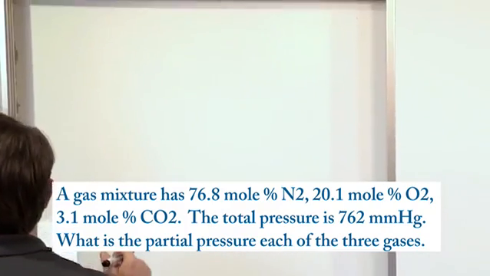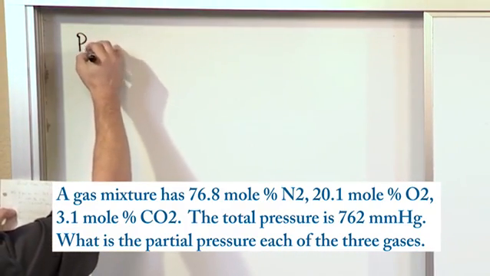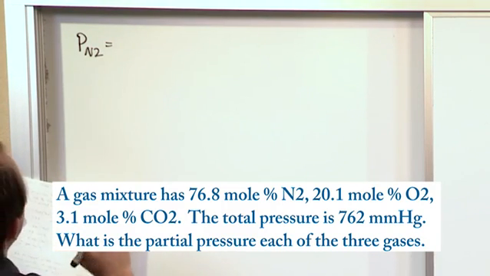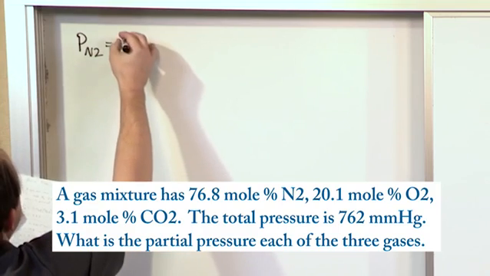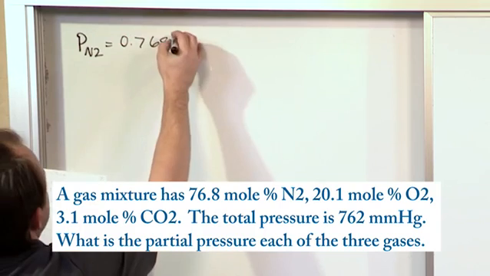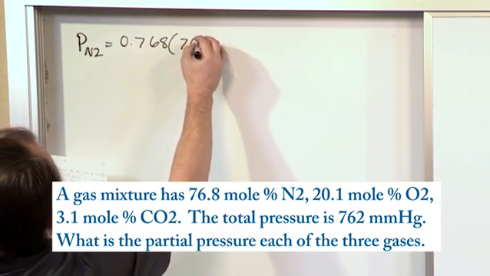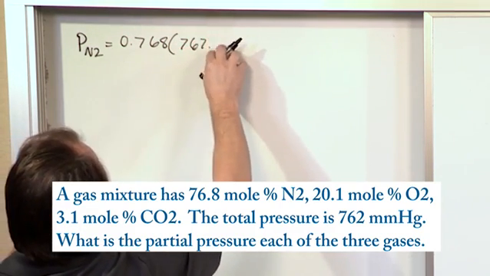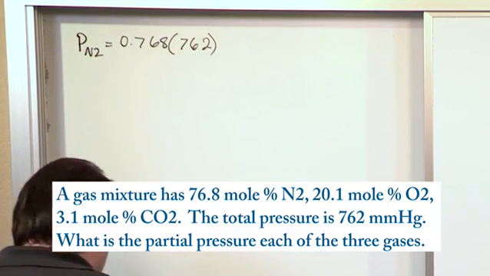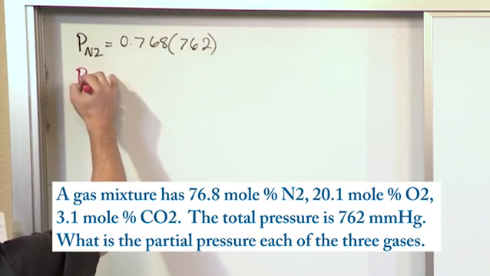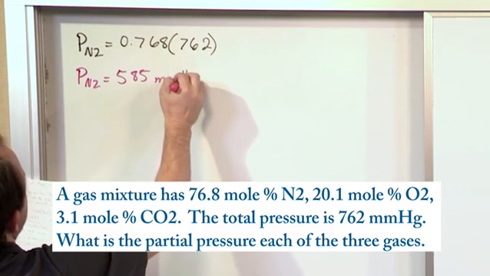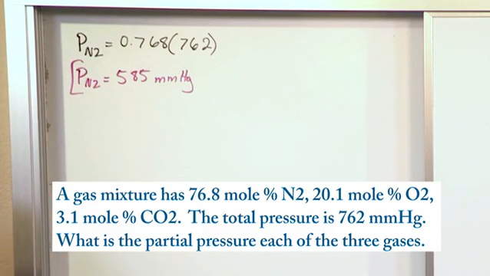So for instance, the partial pressure of the nitrogen, that was 76.8 mole percent. Now we don't want to use 76.8, we always move the decimal 2 spots to the left to make it an actual decimal, 0.768, and we multiply by the total pressure, 762 millimeters of mercury, okay? So what we get, the partial pressure of nitrogen gas in the system is 585 millimeters of mercury. And that is the first partial pressure.